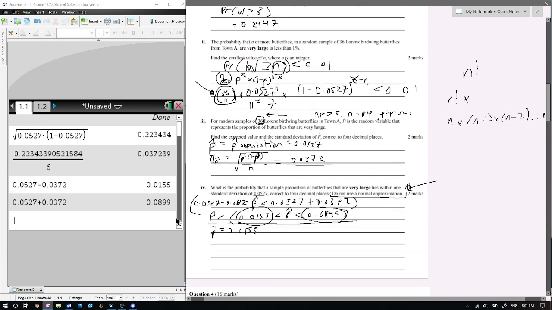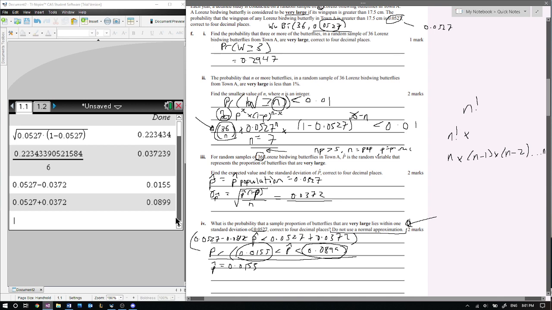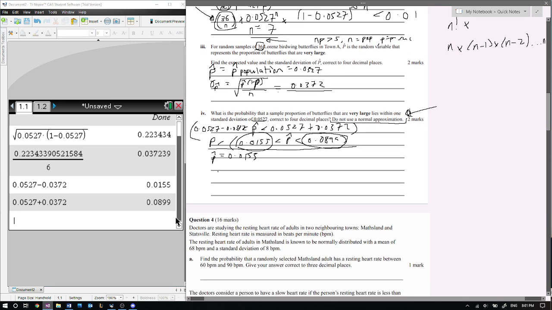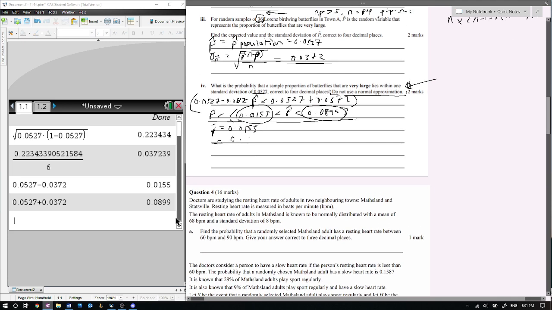So, from our random samples, the actual number of butterflies in a proportion of 0.0155 is equal to 0.036. And of course, you need a whole number of x because you can't have 0.036 butterflies. So you just round that down to 0.